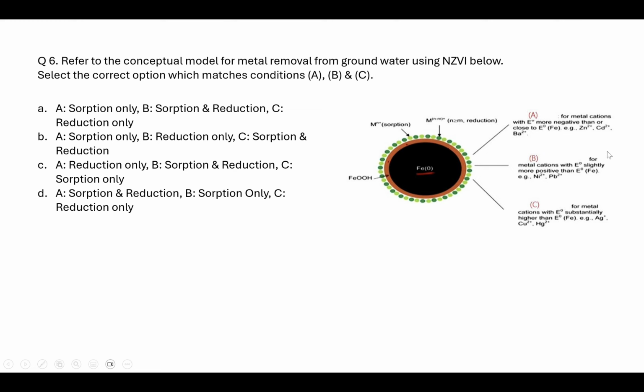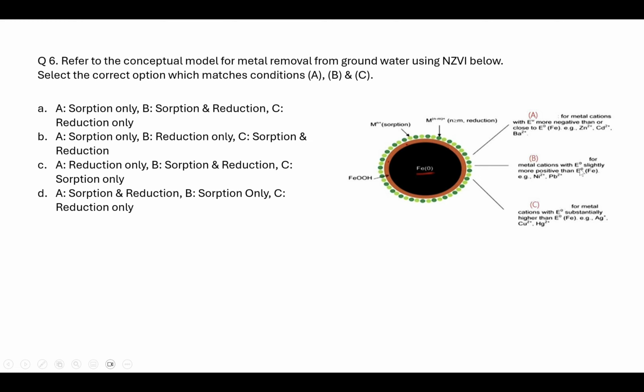So the next option is for metal cations with E naught slightly more positive than E naught of iron. Suppose for nickel and lead, we have E naught that is more positive than iron. We have seen in the table that the compounds which have higher E naught value will preferably accept electrons as compared to the compounds which are lower in that table. So if nickel and lead have more positive E naught value, they will accept the electrons.